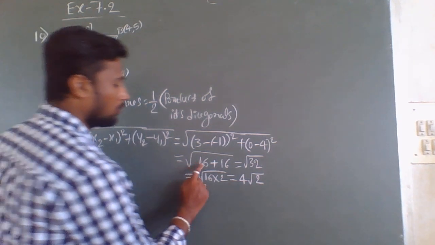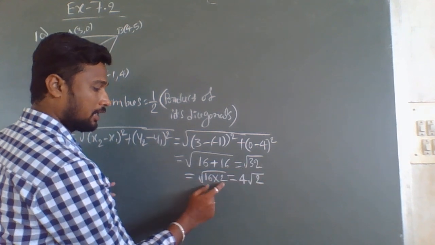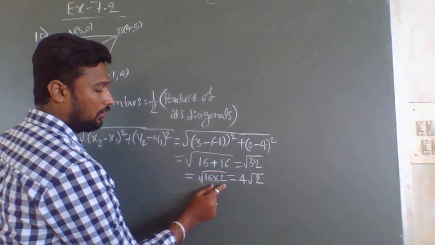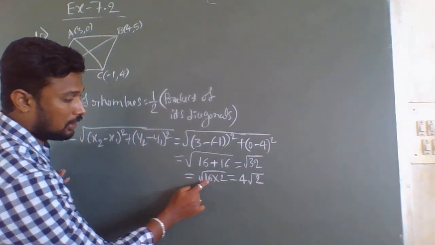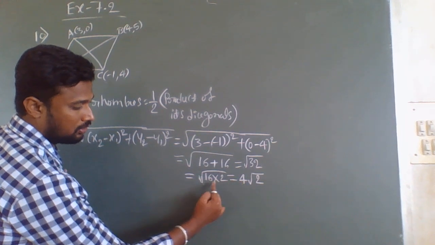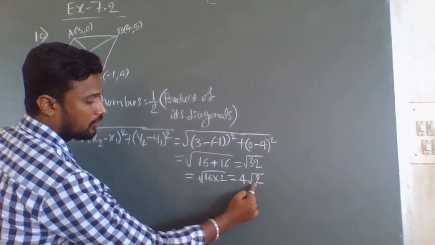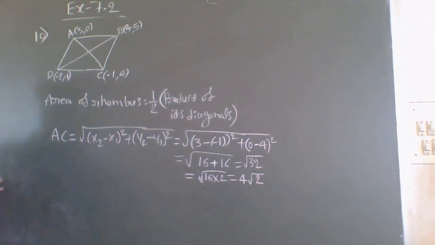See here, what we got: 16 plus 16 means 32. This 32 can be written as 16 into 2. Why have we written 16 into 2? We know that the square root of 16 is 4. Therefore, we can write it as 4 square root of 2. This is the length of AC.